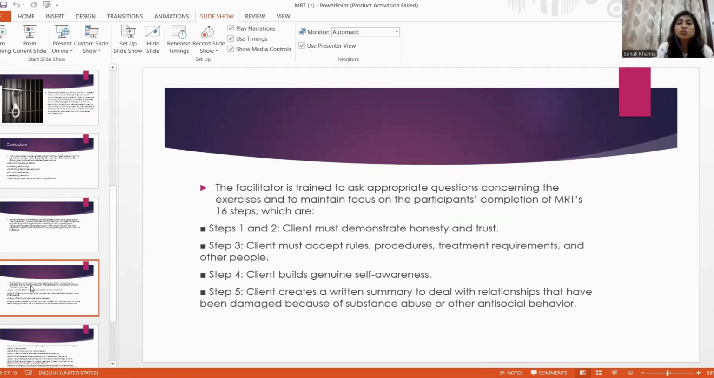The facilitator is trained to ask appropriate questions concerning the exercise and to maintain focus on the participants' completion of MRT's 16 steps. So there are a total of 16 steps that are involved in MRT. What are those 16 steps?